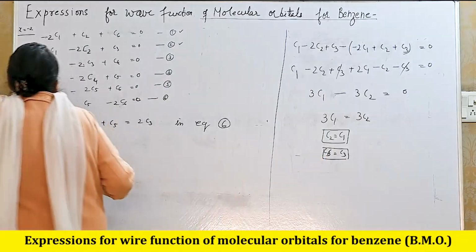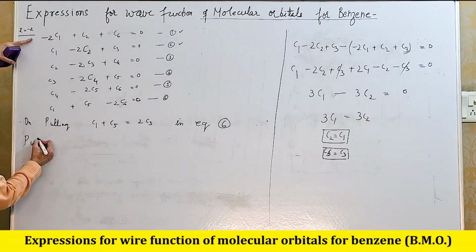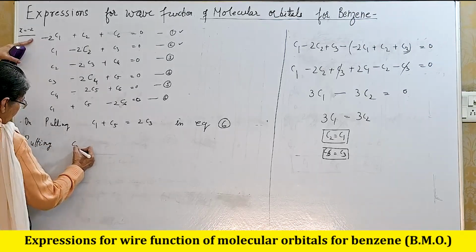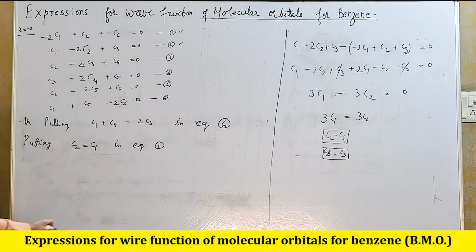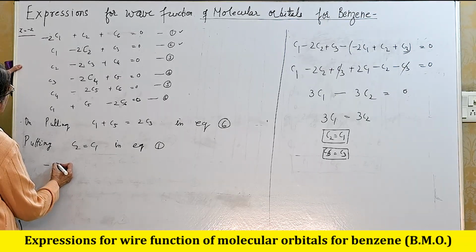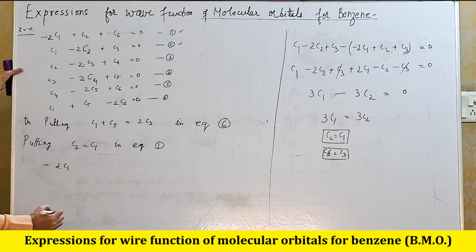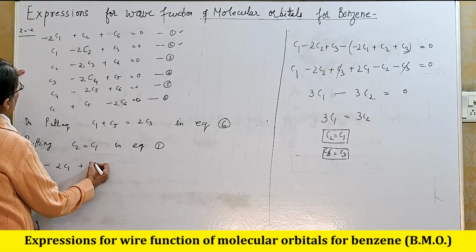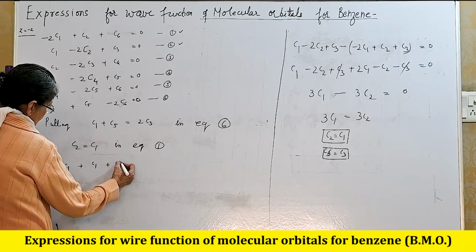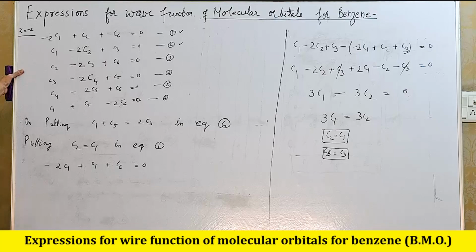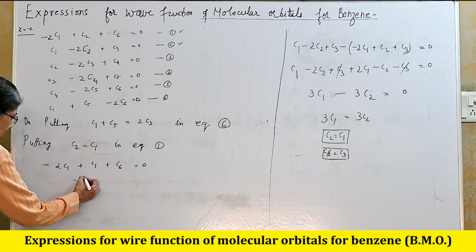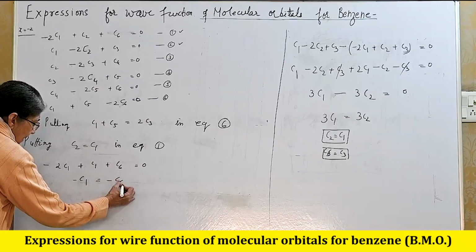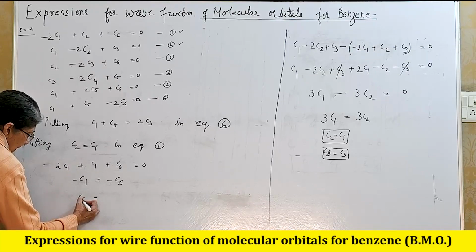When we get C2 equal to C1, then we keep this value. Keep putting C2 equal to C1 in equation number 1. In equation number 3, we get minus 2C1 plus C1 plus C6 is equal to 0. Therefore, minus C1 is equal to minus C6, therefore C6 is equal to C1.